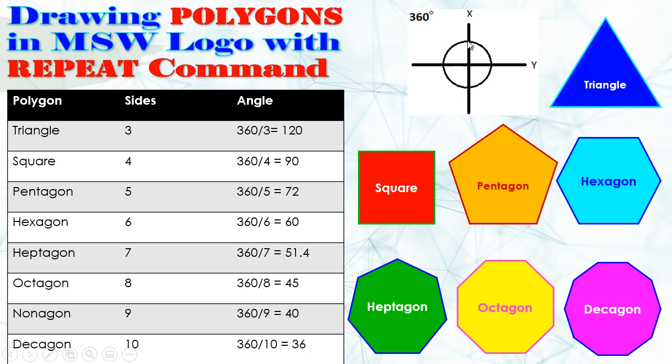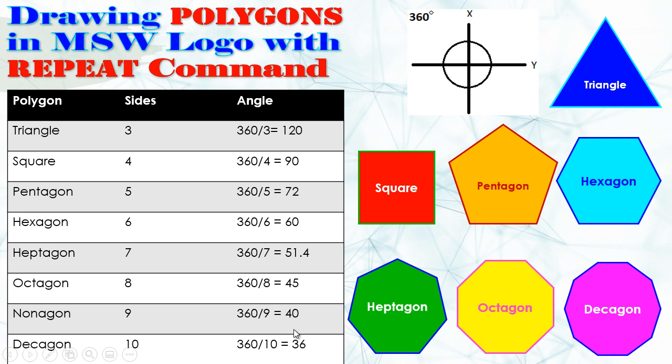Now we know that a complete revolution is 360 degrees. So to find the angle for any polygon, we divide 360 by the number of sides of that polygon. To get the angle for a triangle, we divide 360 by 3. To find the angle for a square, we divide 360 by 4. For a pentagon, we divide 360 by 5. Similarly, for a nonagon, we divide 360 by 9, and to calculate the angle for a decagon, we divide 360 by 10, and so on. Using this formula, we can find the angle for any polygon.